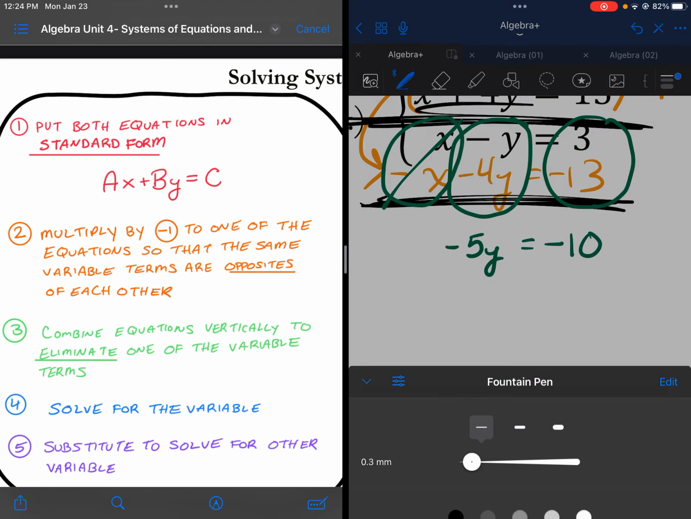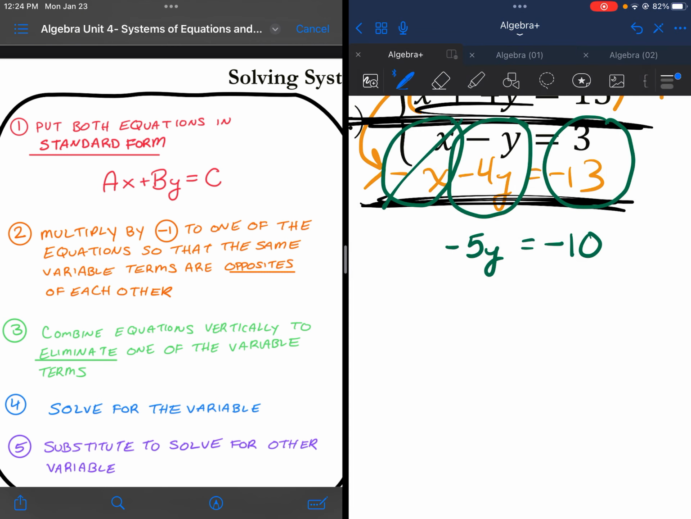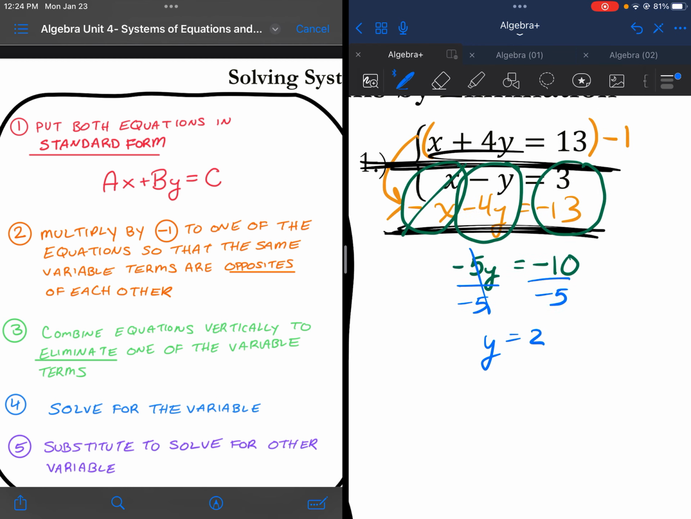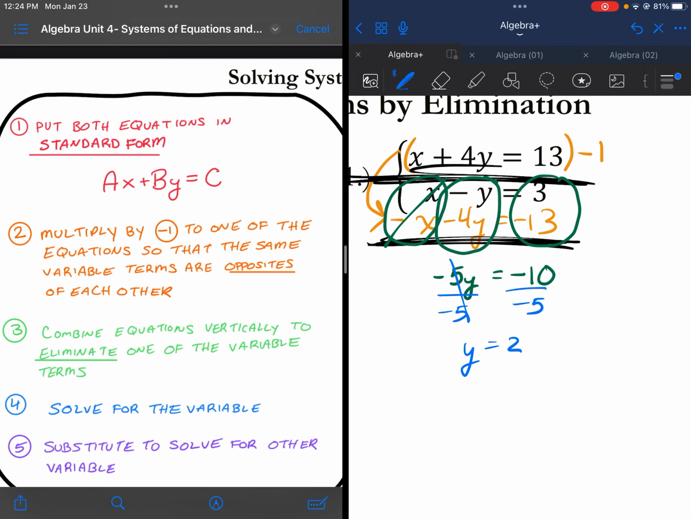I have now eliminated the x value. It's gone, right? So I'm only left with y. So I'm going to divide to solve for this variable that's left over. And so I get y equals 2. I just cut my steps of substitution in half.